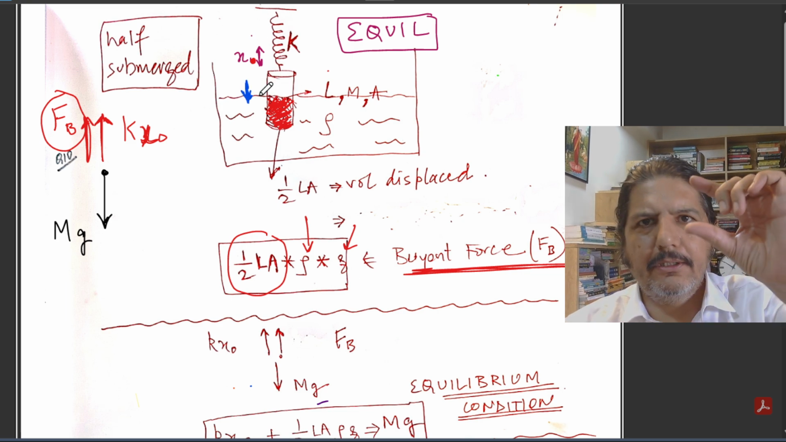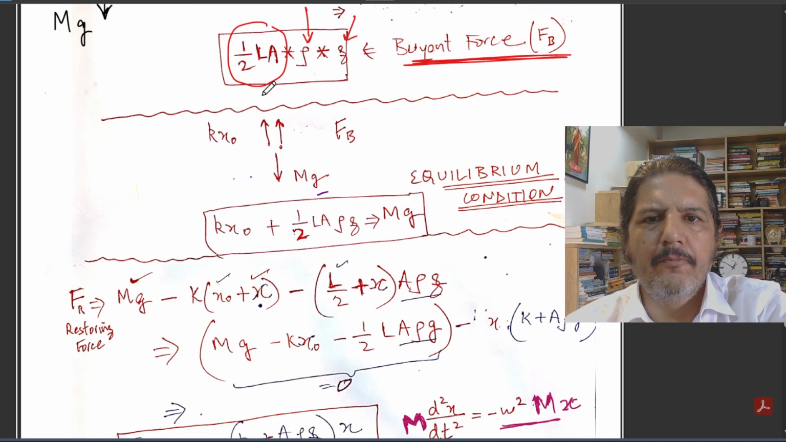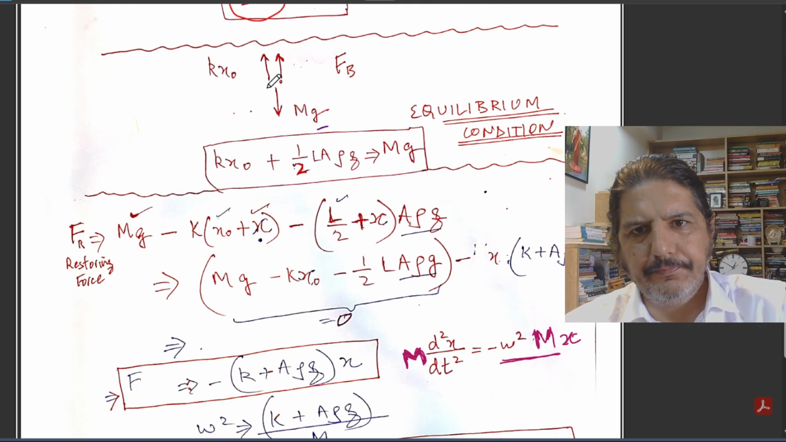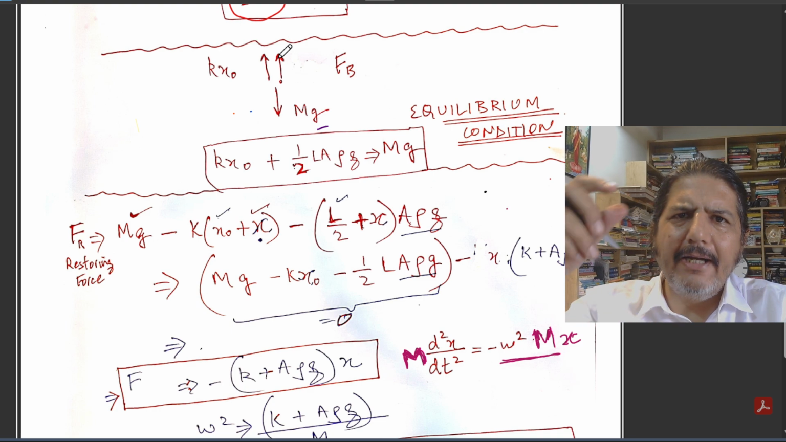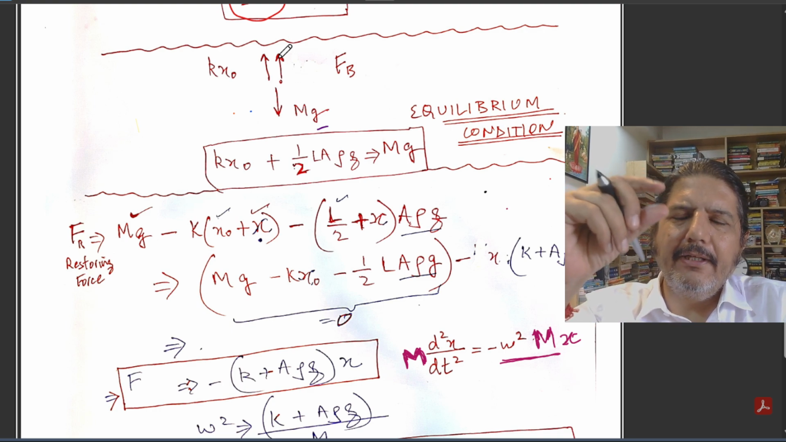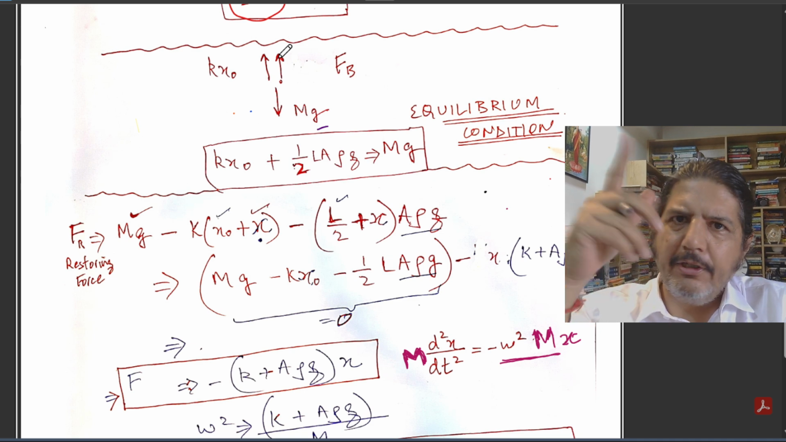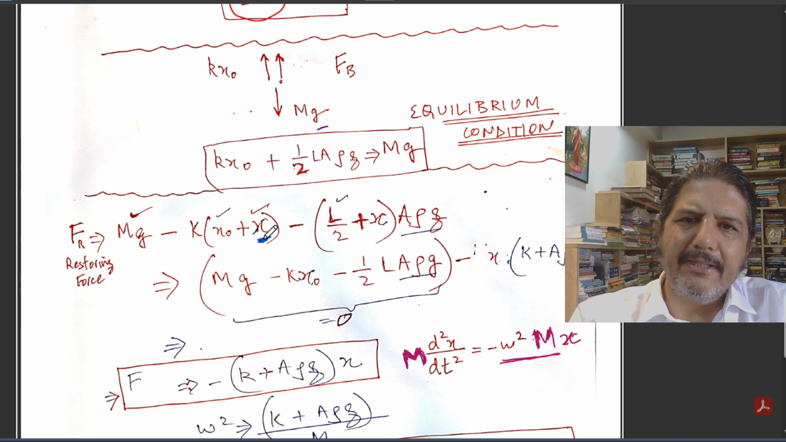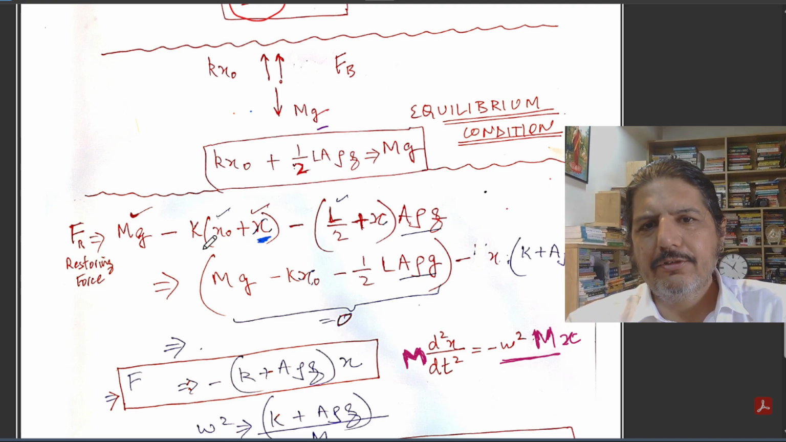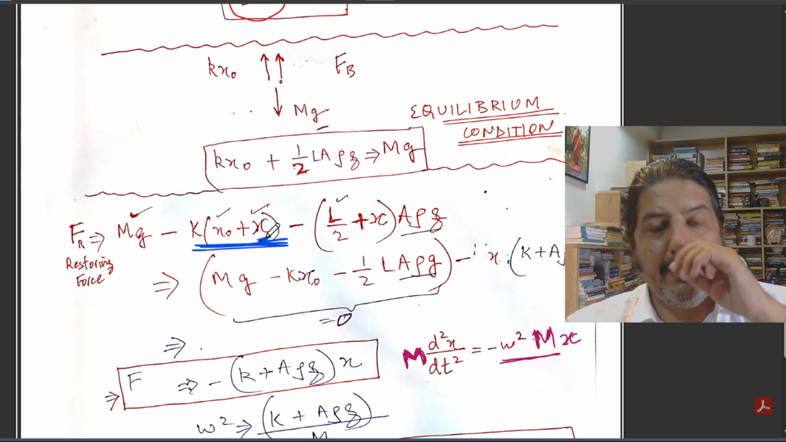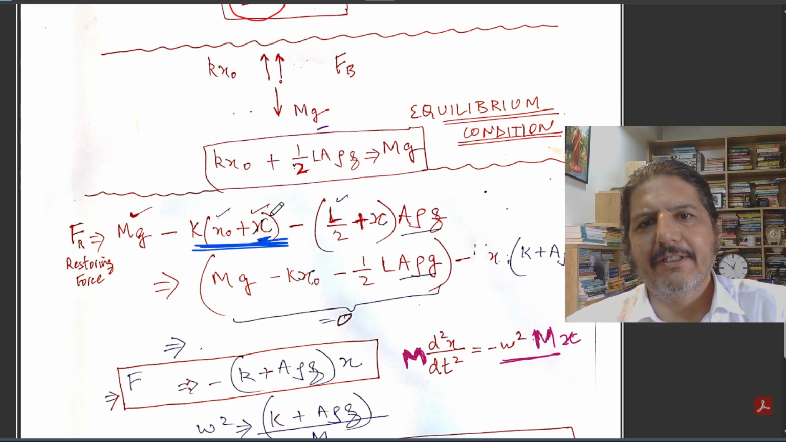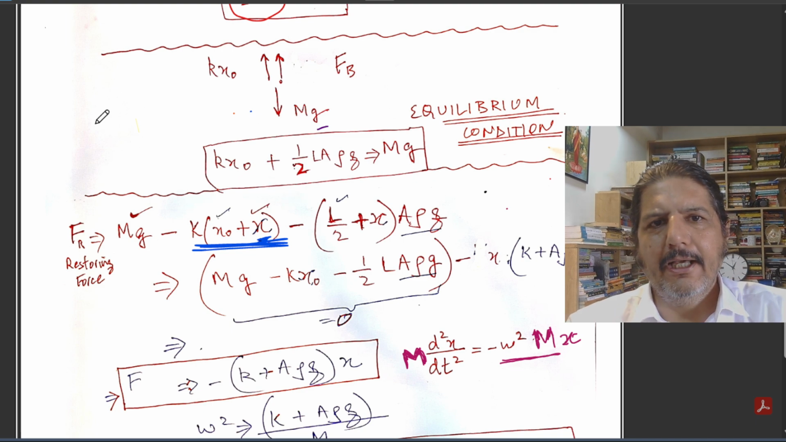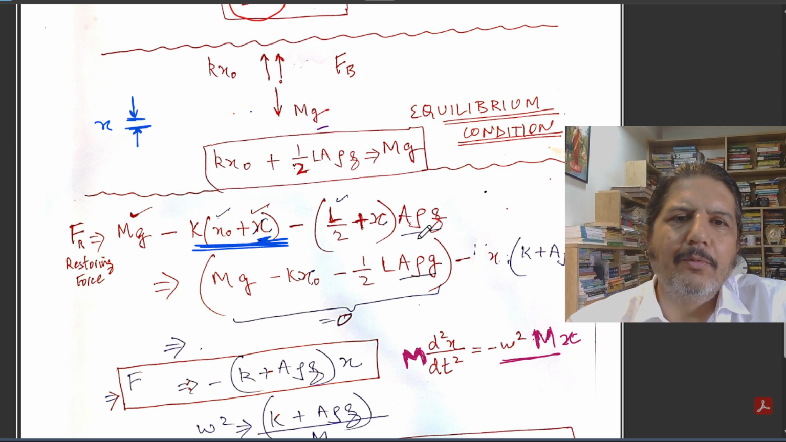Now, once I have given it a small displacement, I press it down, and let us assume that the elongation is x. So x naught is the initial and x is a small additional displacement that I am giving. Due to that, the restoring force will increase from kx naught to k times x naught plus x, because x is the additional amount through which I am stretching the spring.